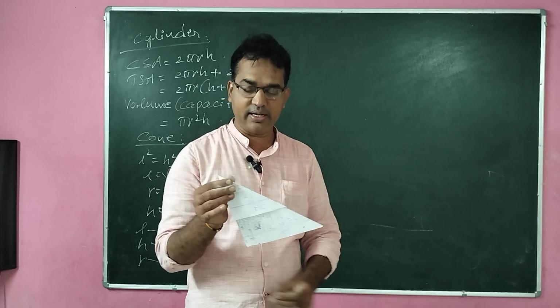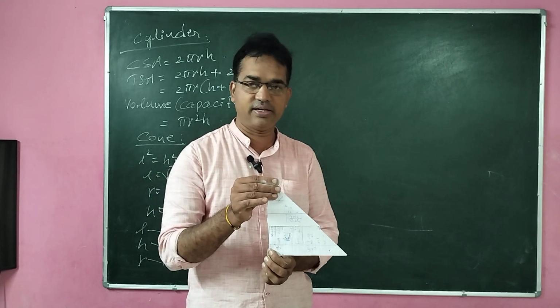Triangle, correct? Right angle triangle bandide. What is this angle? 90 degree. Correct.